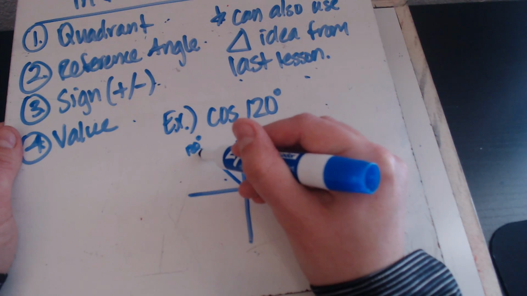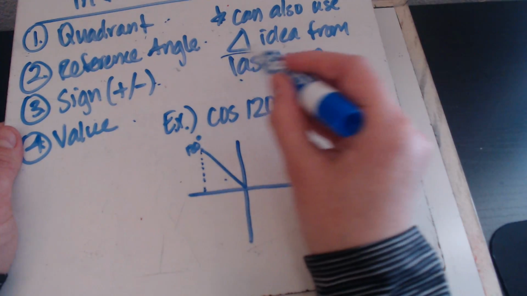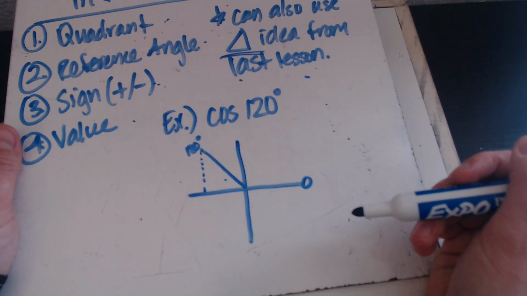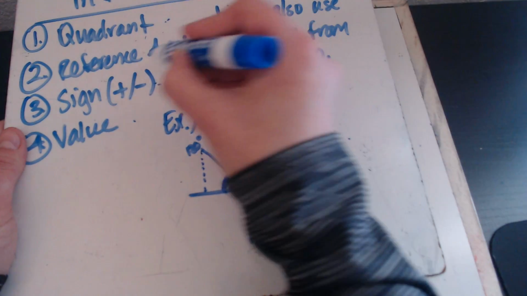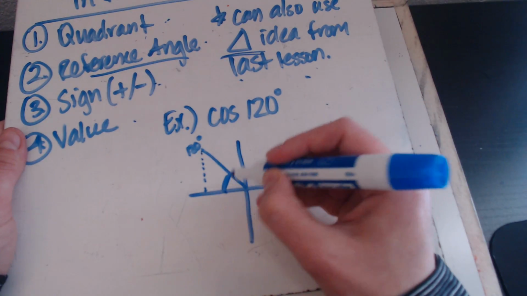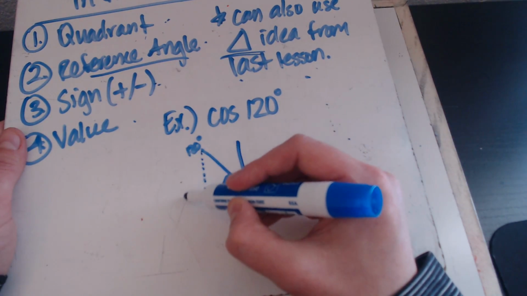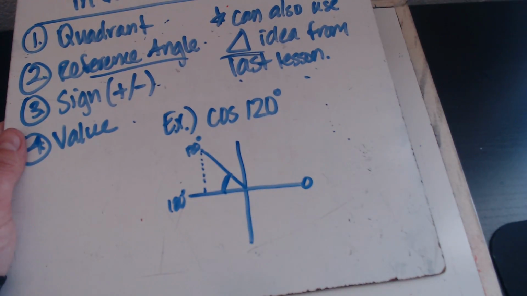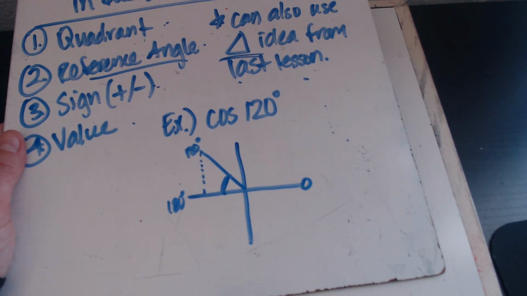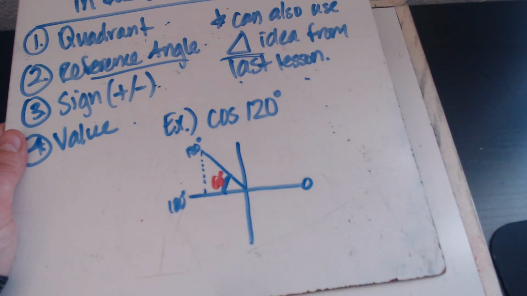If I'm thinking about this in terms of the triangle that I was using last lesson, what I need to know is what this angle right here is, which would also be the reference angle. So if this is 120 degrees, how many degrees more would I need to turn to get to 180? Well, the answer is 60. So this is a 60-degree angle.